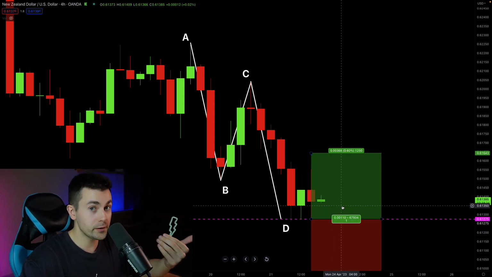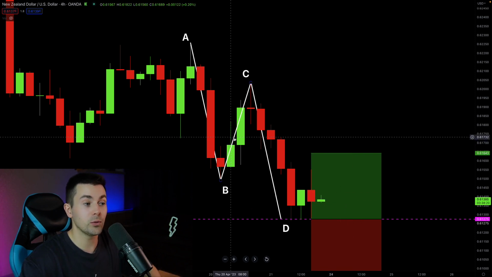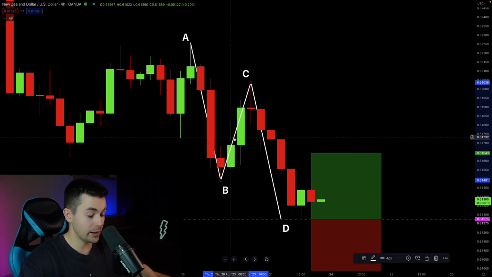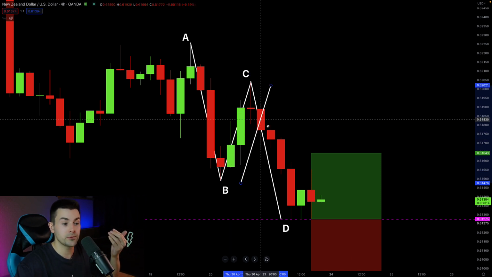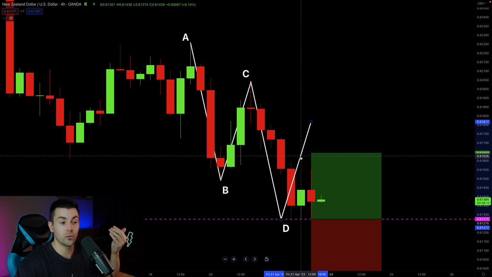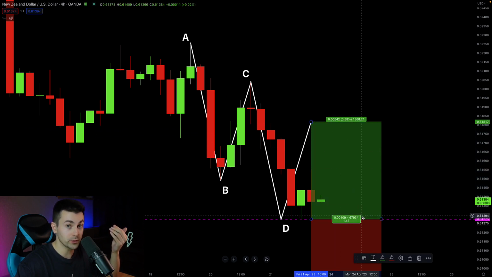And from that level, exactly, you will buy the market. Then where will be the take profit level? The take profit level will be based on the B2C leg. You copy the B2C leg and you project it from the completion point of the pattern. And there will be your target level.